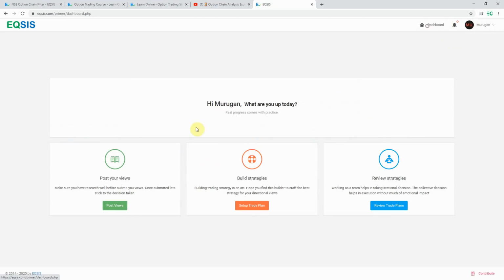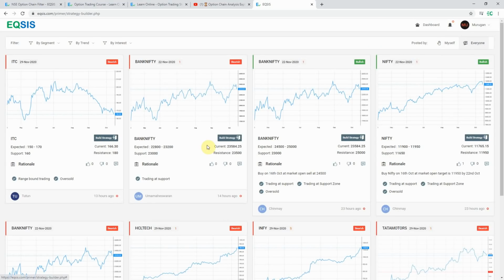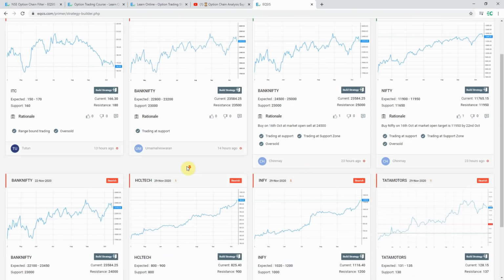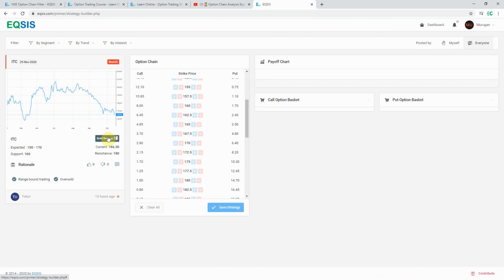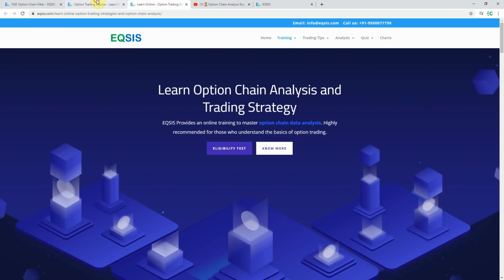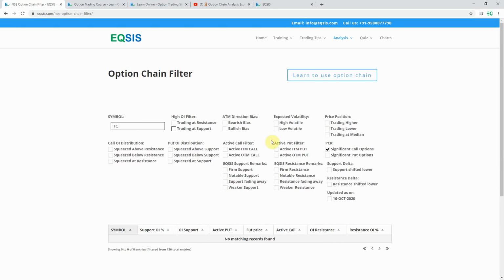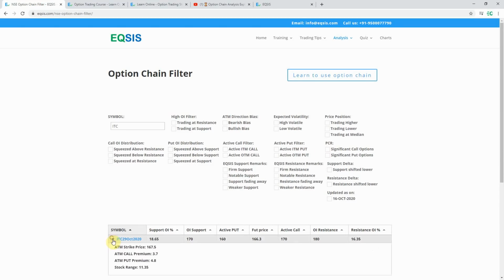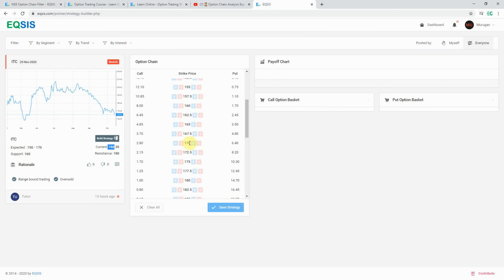You can build strategies, look at other people's strategies, and even form strategies for other people. Like, someone posted on ITC, so I can go and build strategies. I know that ITC was trading around 166, and the premium may be close to 7 or 8 rupees. Never be lazy about doing something, so let's do it along with you. The premium is 3 to 4, close to 7 or 8 rupees, am I right? So 8 rupees of premium.